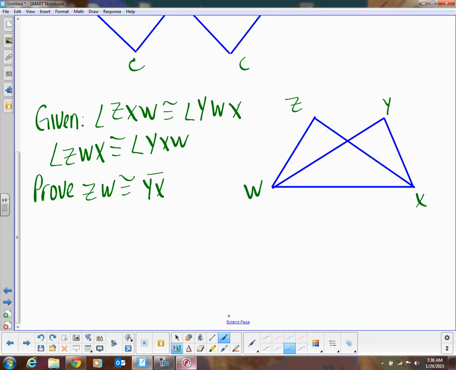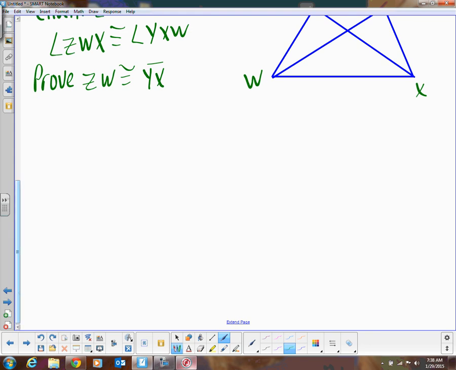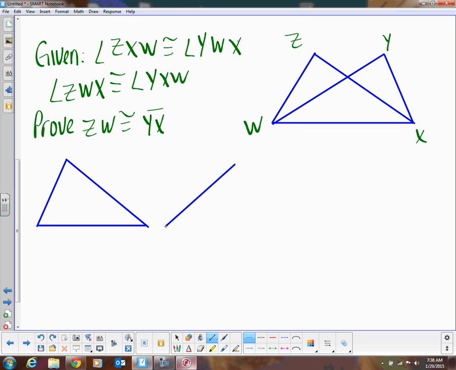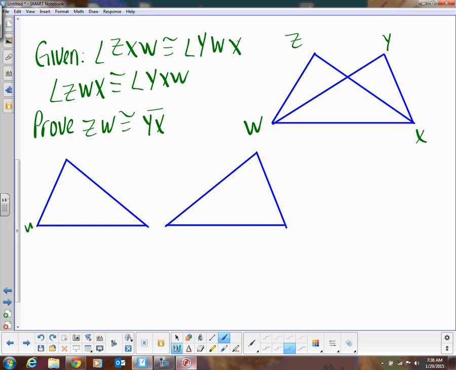All right. So I'm going to take these two triangles. Now, they have to be together to see the shared segment, but I think it's going to be easier if I pull these apart. Would you agree? So what I've done is I've just stretched them over. This is W, this is Z, and this is X, where this is W, this is Y, and this is X.